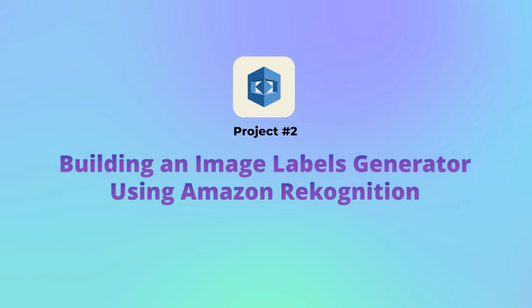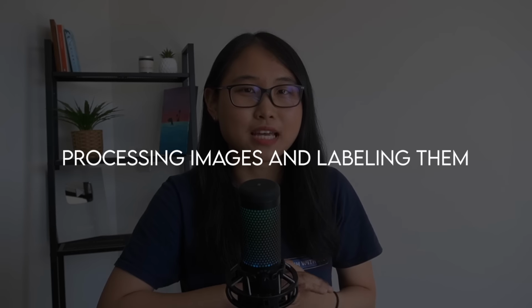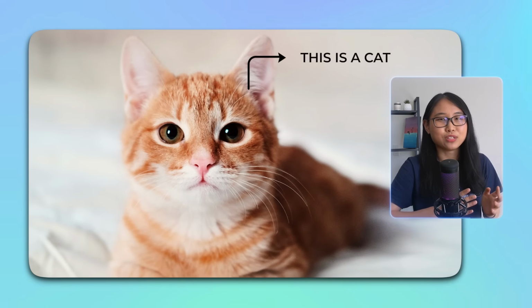Alright, project number 2 is to build an image labels generator using Amazon Rekognition. Now this project is another fun one because we'll be processing images and labeling them. For example, if you have a photo of a cat, Amazon Rekognition will be able to identify what it is and label the image as a cat.